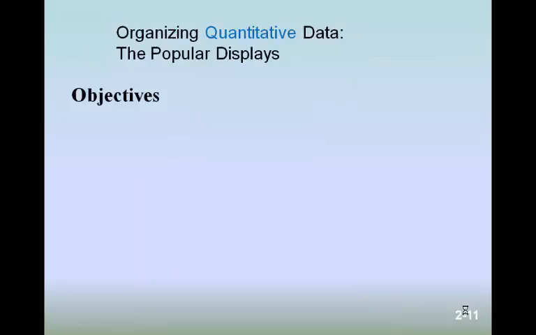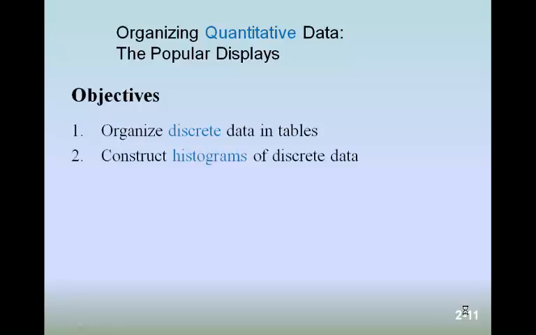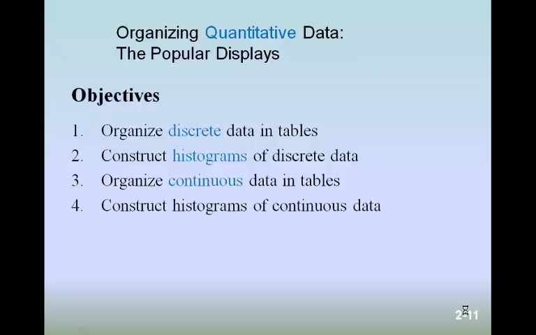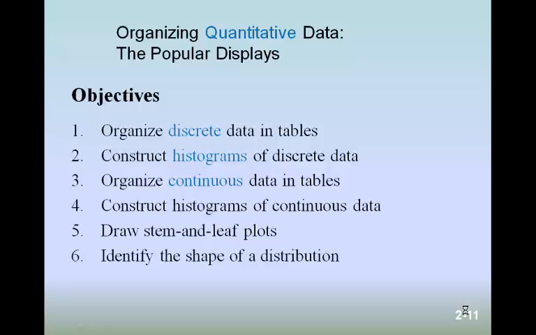Now let's look at organizing quantitative data. So our objectives are to organize discrete data into tables, to construct histograms of discrete data, and we're going to learn what discrete data is in just a minute. Organize continuous data in tables. We'll also learn what continuous means. Then we'll construct histograms of continuous data, and we'll draw stem and leaf plots. And we also need to be able to identify the shape of a distribution of data.